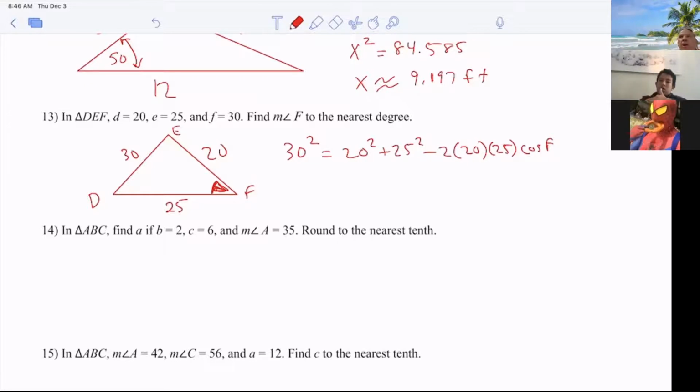And then you divide it by parentheses, -2 times 20 times 25. So that came out to be cosine of F is roughly, what decimal was it? What was it? Point what? No, I want the decimal. Yes, 0.125. Thank you. All right, which means angle F was roughly, yes, go.